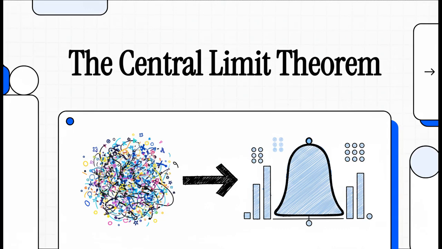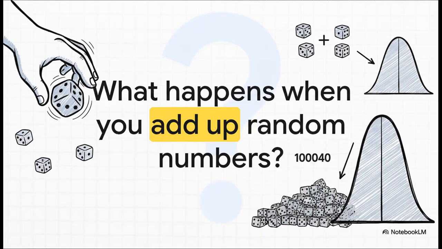Have you ever looked at something totally random and wondered if there's a secret pattern hiding inside? You know, a rule that can take complete chaos and somehow, almost magically, turn it into something predictable? Well, today we're going to dive into one of the most powerful ideas in all of statistics, a concept that finds perfect order hiding in plain sight.